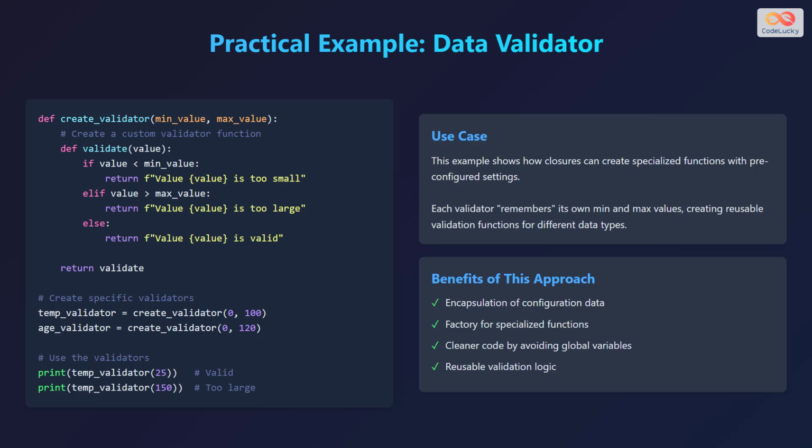Now we can create specific validators. Temp validator equals create validator 0 to 100. Age validator equals create validator 0 to 120. Now we can use the validators. Print temp validator 25. The output is valid. Print temp validator 150. The output is too large. This example shows how closures can create specialized functions with pre-configured settings. Each validator remembers its own min and max values, creating reusable validation functions for different data types.